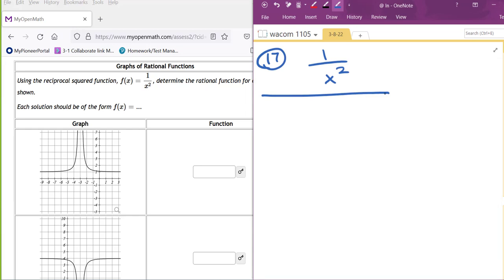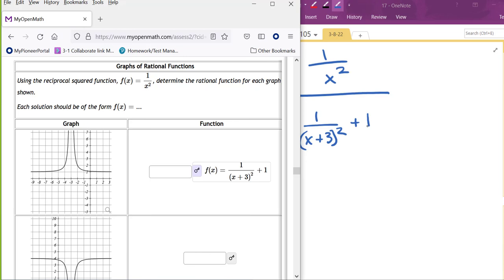So that is our standard one, and we'll try to make the equations. So this one is the right direction. Okay, it's not flipped. It has moved to the left 3 spaces. So this is going to be 1 over x plus 3. That's inside. And it's moved up 1 space because 1 is now your horizontal asymptote. So your x plus 3 is inside the parentheses and your square is right beside that.